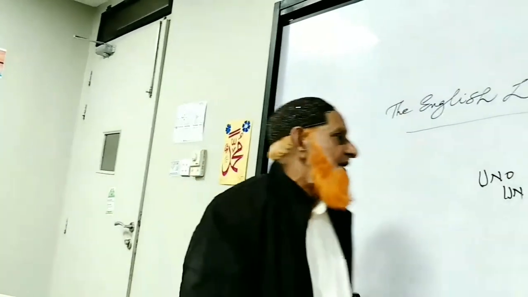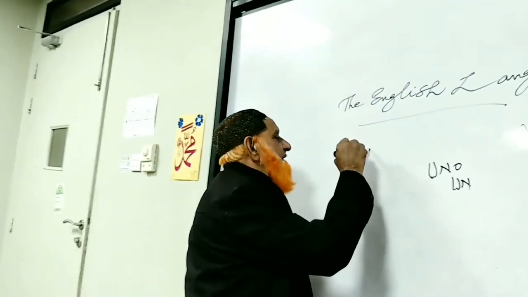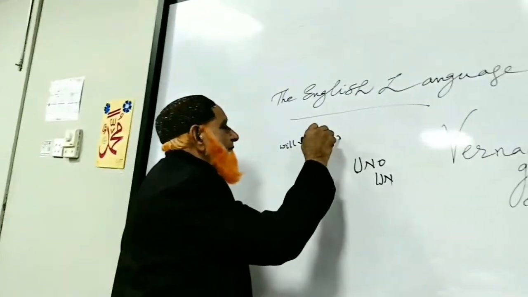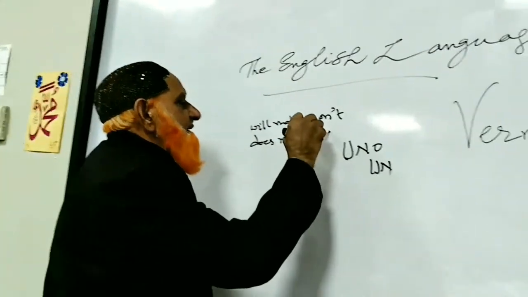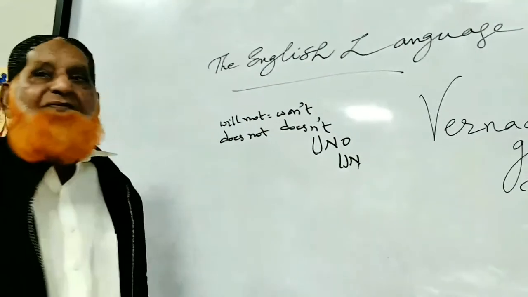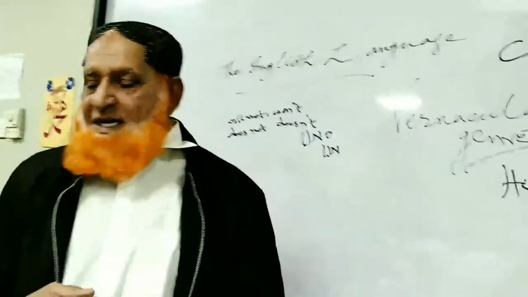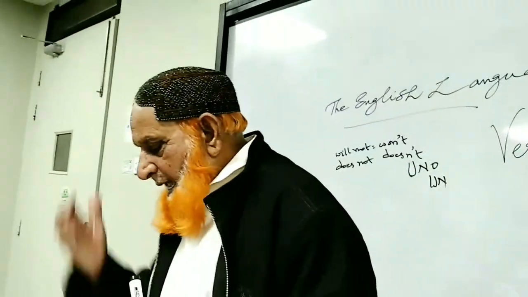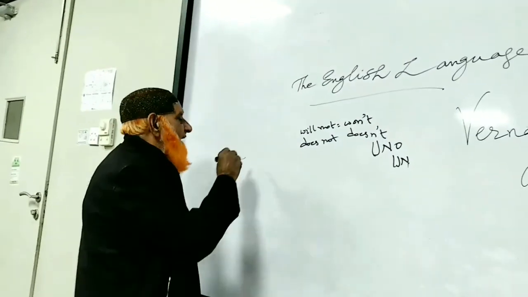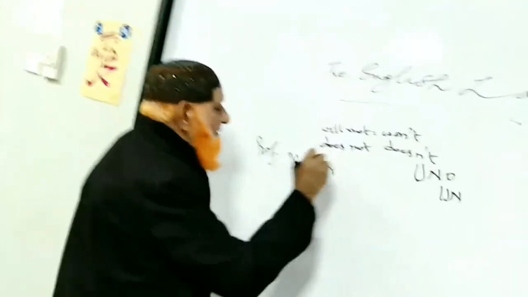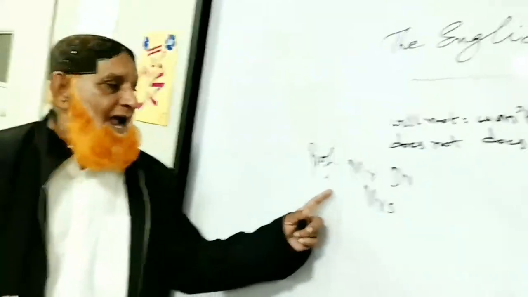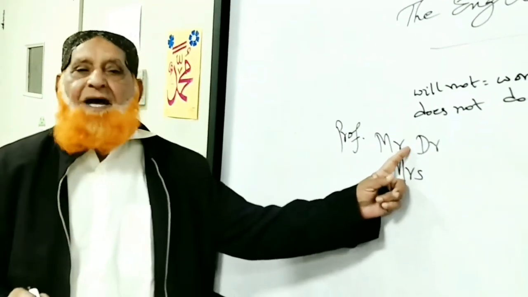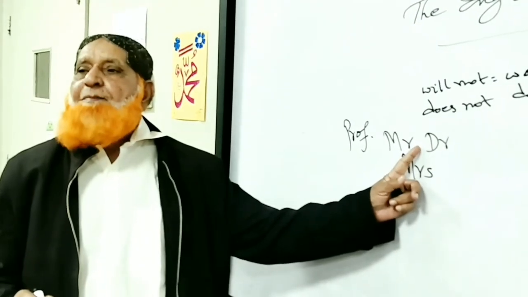Then contractions. For example, will not, its contraction is won't. Does not, its contraction is doesn't. These are known as contractions, a short form. And also abbreviations. For example, Professor, Mr., Dr., Mrs. When the first letter and the last letter are both there, there's no need for a period or a point.